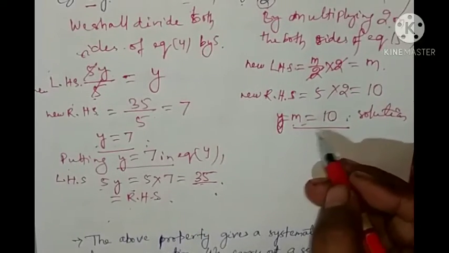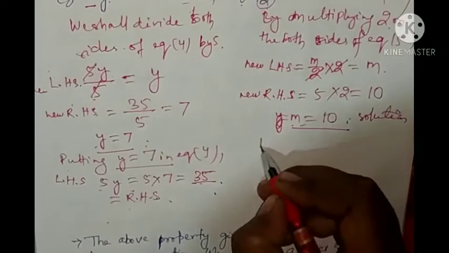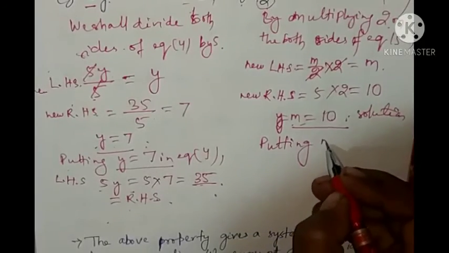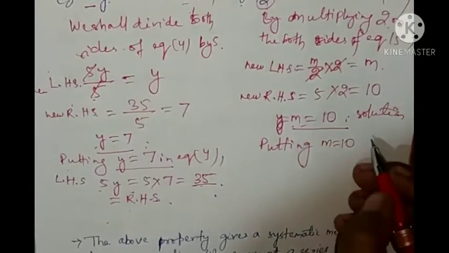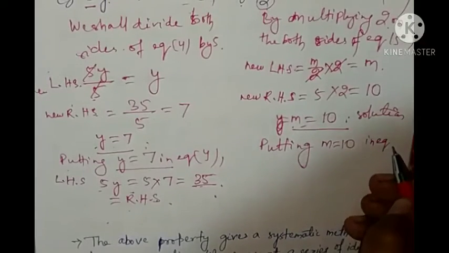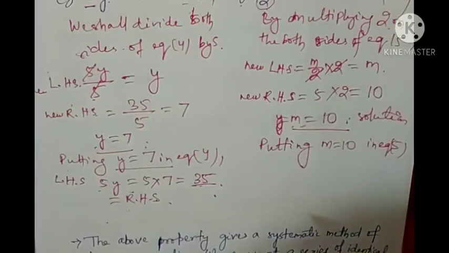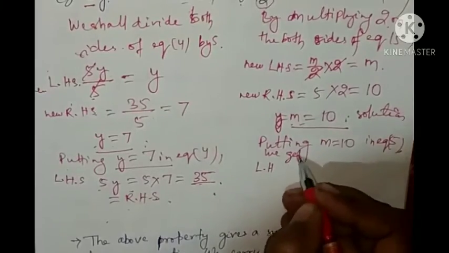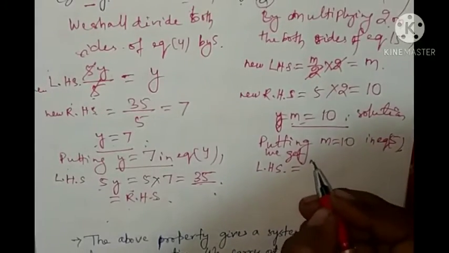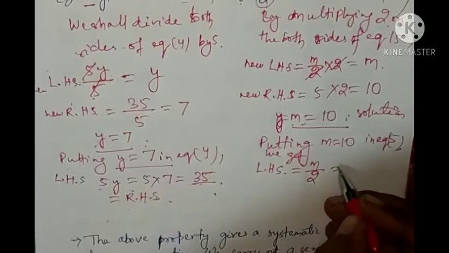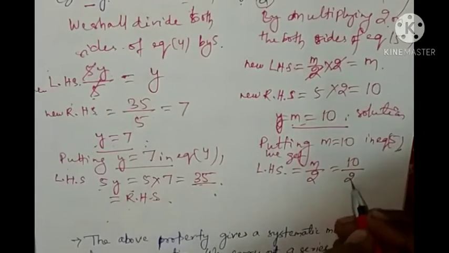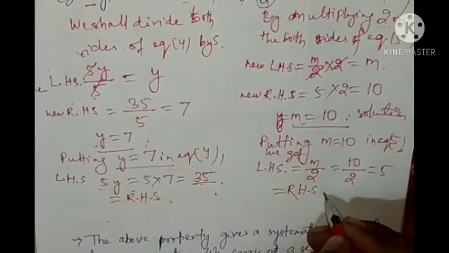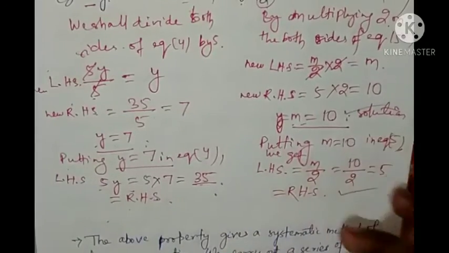Next we'll check this one. For this, what will you write? Putting, don't forget to write these things. Putting m equal to 10, this is the solution, in equation 5, we get LHS equal to m by 2. m is 10, put 10 by 2. 10 by 2 is what? 5. 5 is what? RHS of the equation. So this proves that this is the solution of the equation.